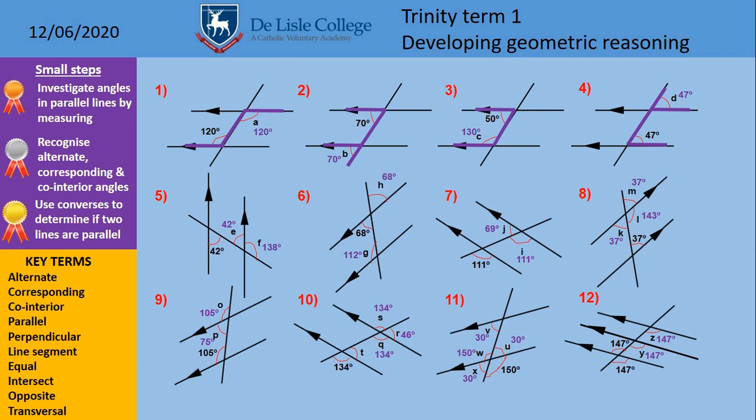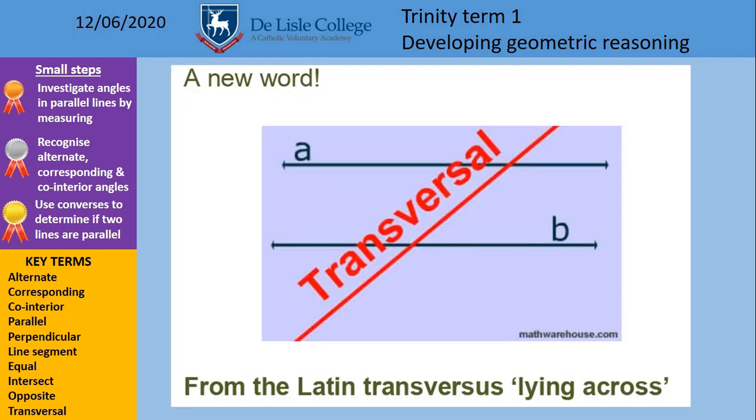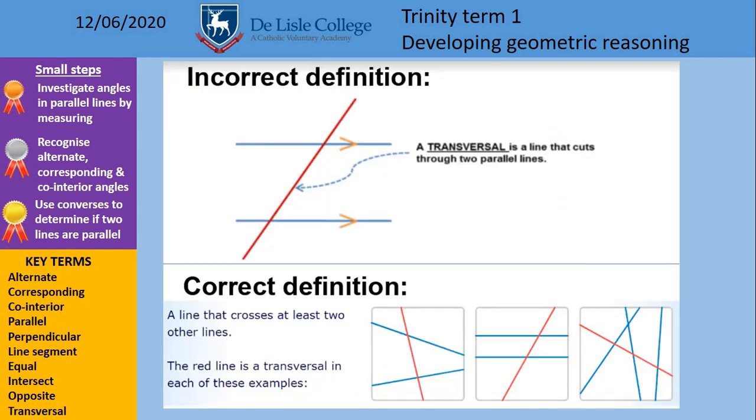Okay, now there's one big definition where we're going to have a look at, and this is the word, lovely word, transversal. From the Latin transversus, lying across. So that's now Latin and Greek we have covered today, and a lot of the mathematical terminology will have Latin or Greek sort of origins within it. Okay, so the correct definition of transversal is a line that crosses at least 2 other lines.